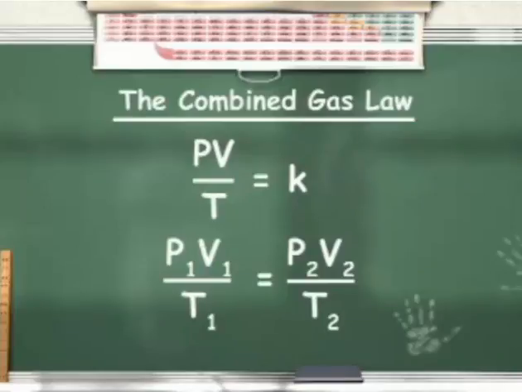P1, V1, and T1 describe the pressure, volume, and temperature of a fixed mass of gas under one set of conditions, and P2, V2, and T2 describe the pressure, volume, and temperature of a fixed mass of gas under another set of conditions. I think we need to do an example of the combined gas law together.